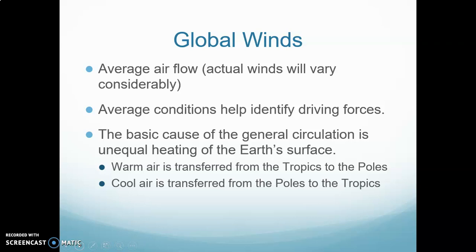Now, we can tell that the basic cause for general circulation is really just a thermal circulation, like we've talked about a couple of times in this chapter already. Warm air is transferred from the tropics to the poles, and cool air from the poles to the tropics. And this drives most of the atmospheric circulations on a global scale.